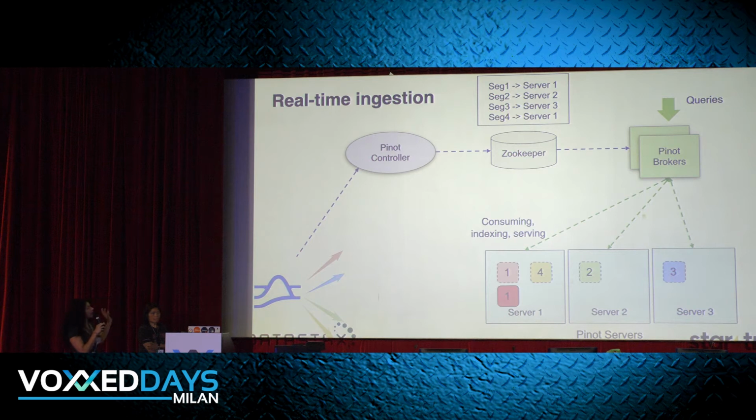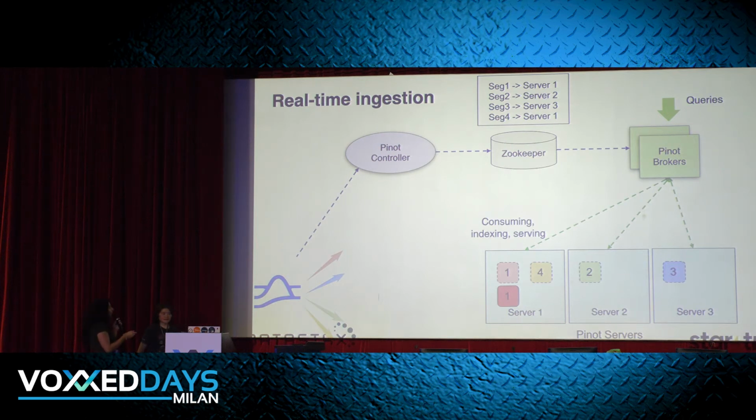So Zookeeper also has a mapping system from segments to servers, and then you can set it out on different servers. So it's like a distributed system. And that's the high-level overview. I don't want to dig too deep into this because we don't have that much time.